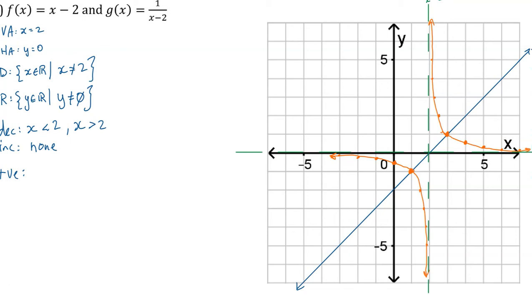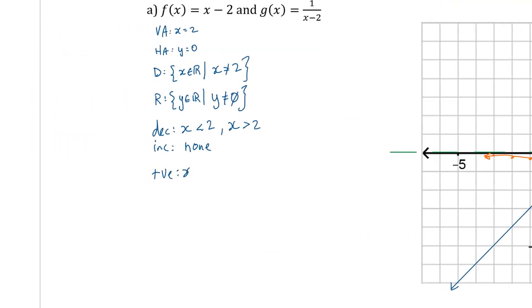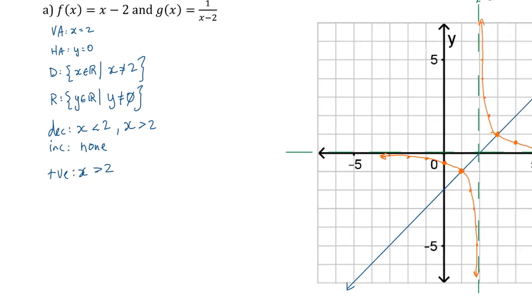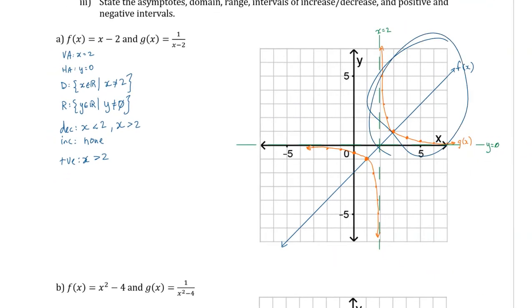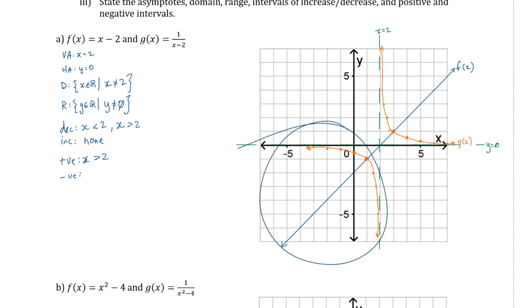But remember, positive means above the x-axis. So x greater than 2. Yep, where x is greater than 2. So folks, this part over here is all positive, and it always will be positive because it's not going to cross that asymptote. And negative there. Right? So x less than 2. Is that good?